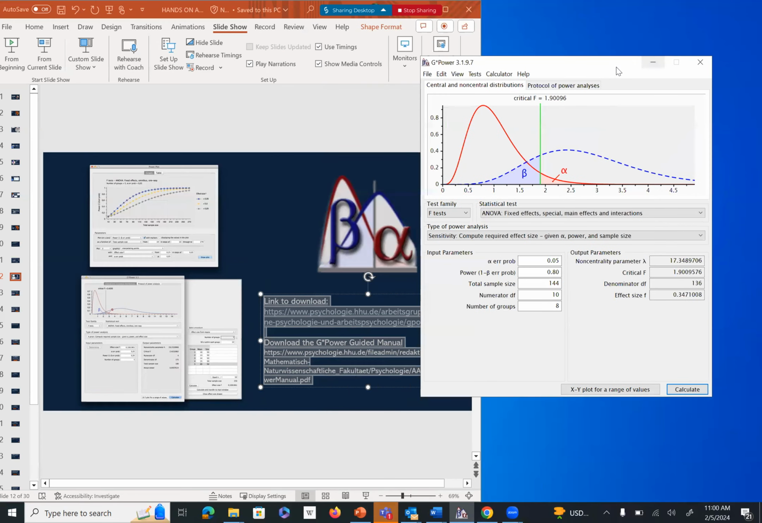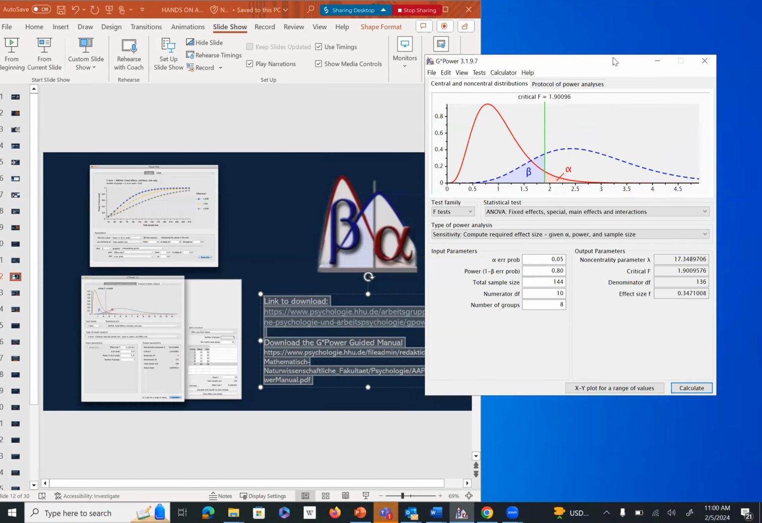Okay. How do I remove this? All right. So this is how GPower looks.